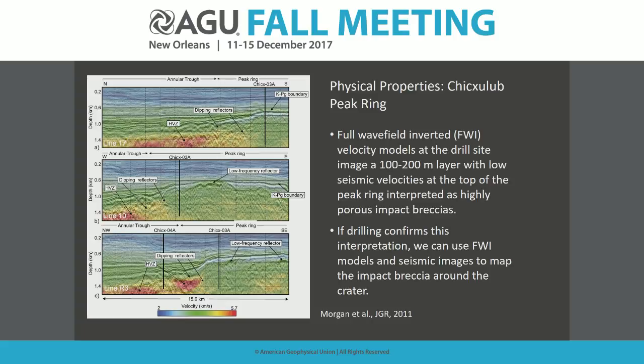And prior to drilling, this was interpreted by Morgan et al. as being associated with highly porous impact breccias. And what's exciting about this is that if the drilling confirms that the impact breccia is a low velocity layer, then we can use these high resolution velocity models to map the impact breccia throughout the crater.